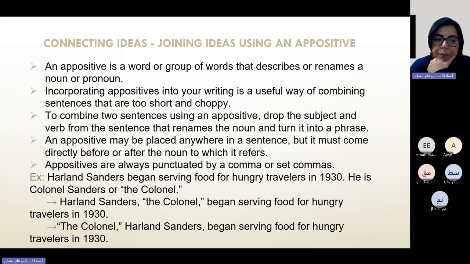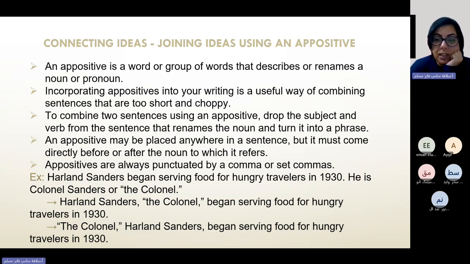Okay, it's a phrase. An appositive may be placed anywhere in a sentence, but it must come directly before or after the noun to which it refers. Appositives are always punctuated by a comma or a set of commas. That means two commas.